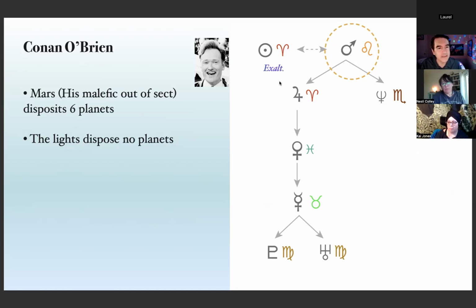Also, his lights don't disposit any planets either. So they're kind of a little bit not empowered. However great this exalted Sun is, it's literally not responsible for any other planets. And the Moon is also kind of a cold Moon, but it's not responsible.